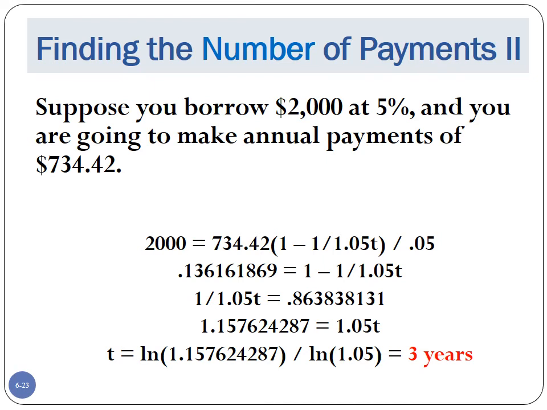Here's another example. Suppose you borrow $2,000 at 5%. You're going to make annual payments of $734.42. How long will it take you to pay off the loan? About 3 years using our equations.